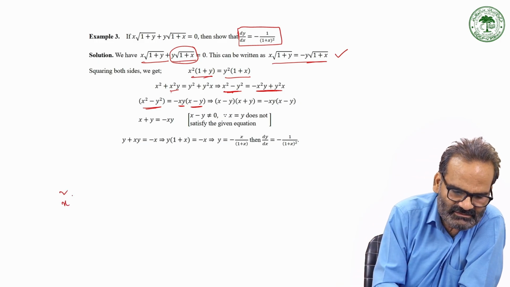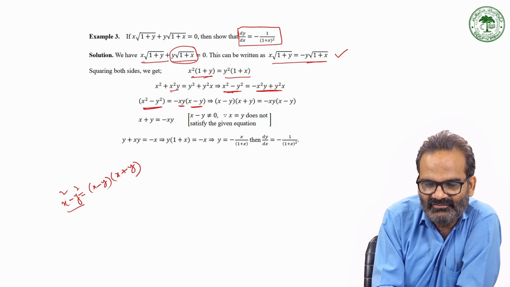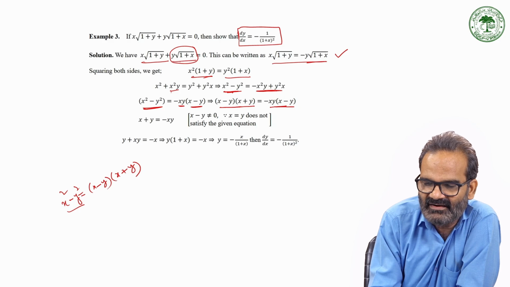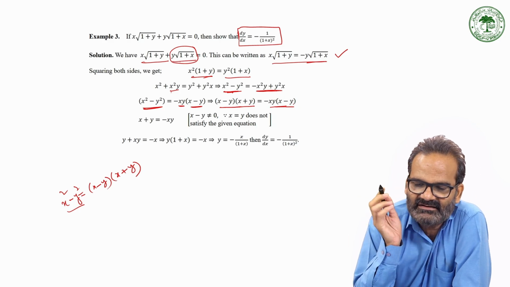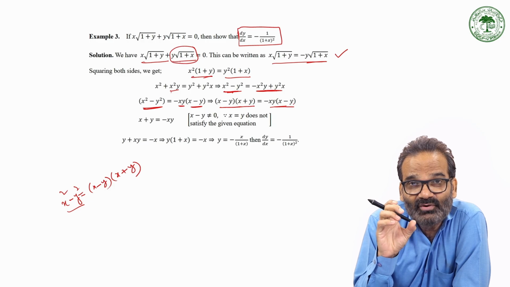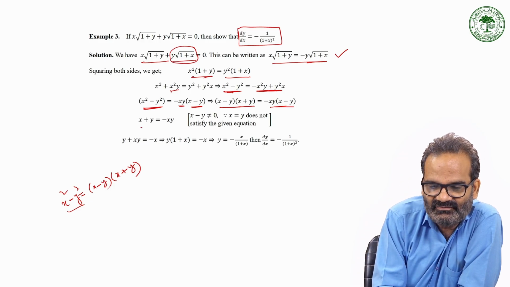And you know x square minus y square is equal to (x minus y)(x plus y). Write down their factors. So in place of x square minus y square, we can write (x minus y)(x plus y), and this is equal to minus xy(x minus y). So x minus y and x minus y will be cancelled out because x and y are different. So what is left? x plus y is equal to minus xy.